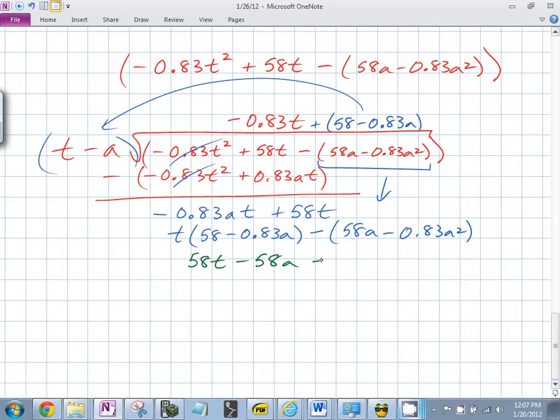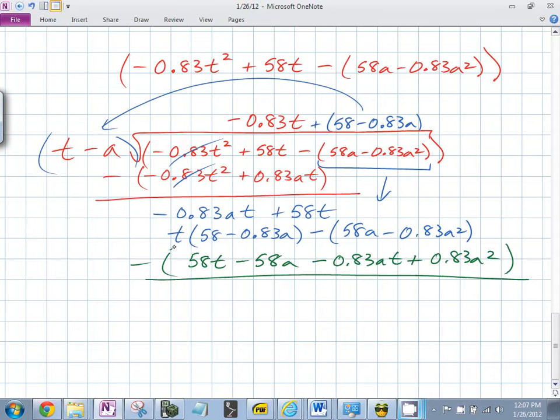0.83a squared. When you subtract this, take a look, everybody. That cancels with this, right? And then you have negative 58a and negative 58a. Well, that's positive, yeah. The negative and negative still works, right?